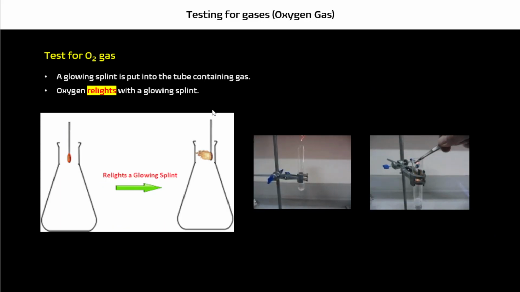The test for oxygen gas is you will put a glowing splint near the test tube containing oxygen gas, and if the test tube or the flask contains oxygen, it's going to relight the glowing splint. That's it. You can see the video here as well. So in this test for oxygen gas, relights is your keyword.